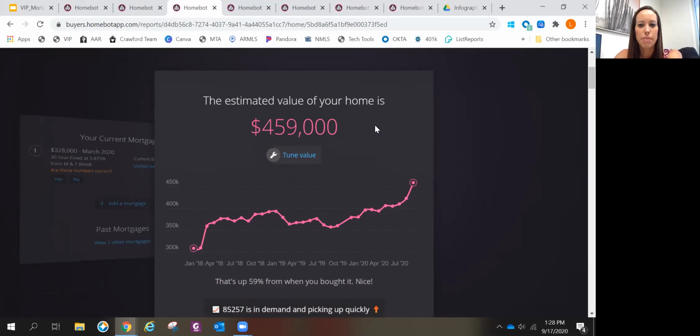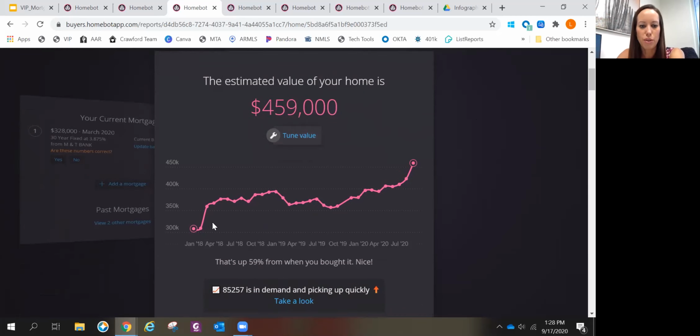It has the estimated value of their home, and it gives them the option to tune the value. And when they tune the value, it gives you an email saying this person is tuning their home value. What do you think that means? Why do you think people would tune their home value, right? It's because they're usually really concerned about how much it's worth. They think it's worth more, they think it's worth less, but potentially selling. So that's a great reason to make that call.